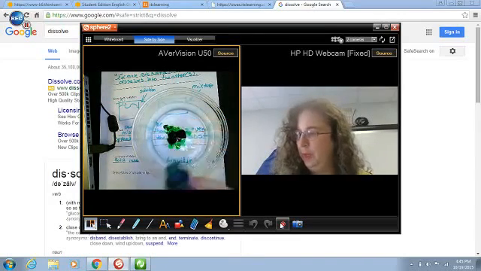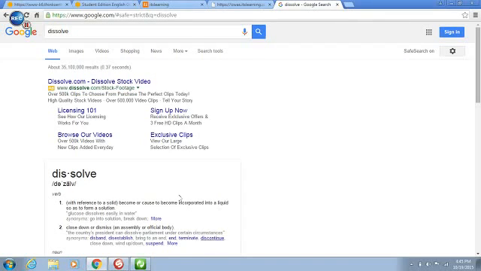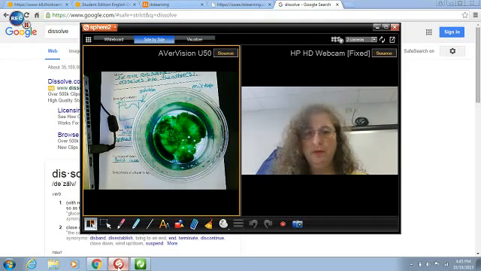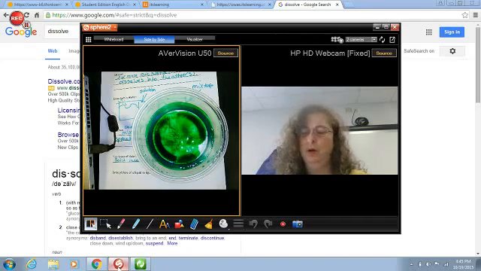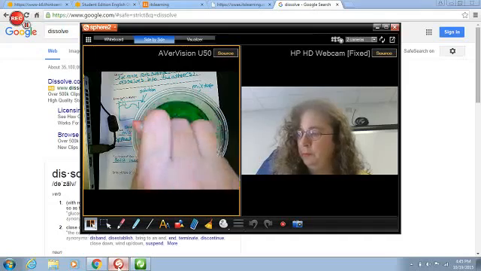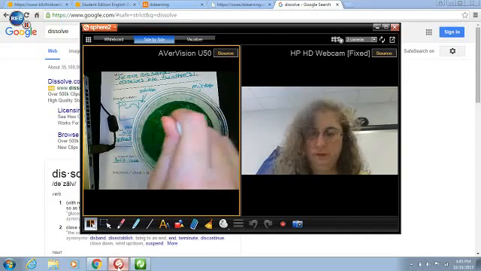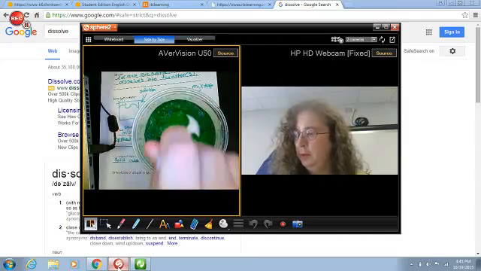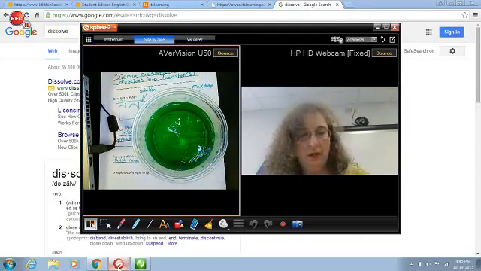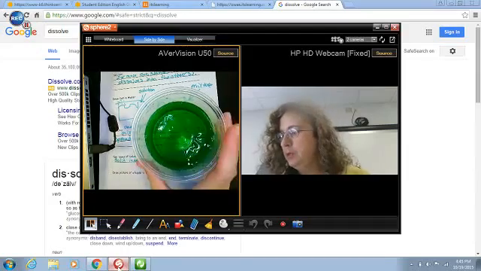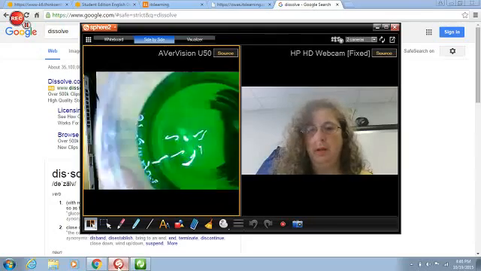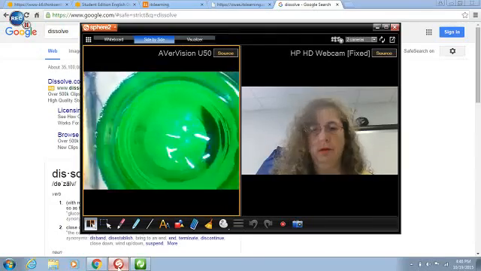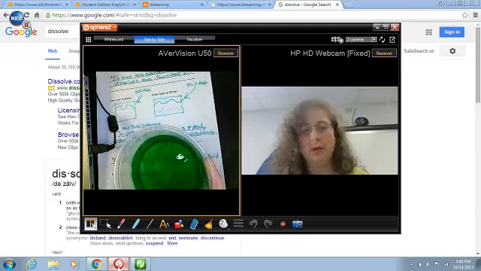Okay, so at first it looks like it's not mixing, but when we stir it, we can easily see that it becomes a solution because you cannot see the difference between the water and the food coloring. So the food coloring and the water become a solution.